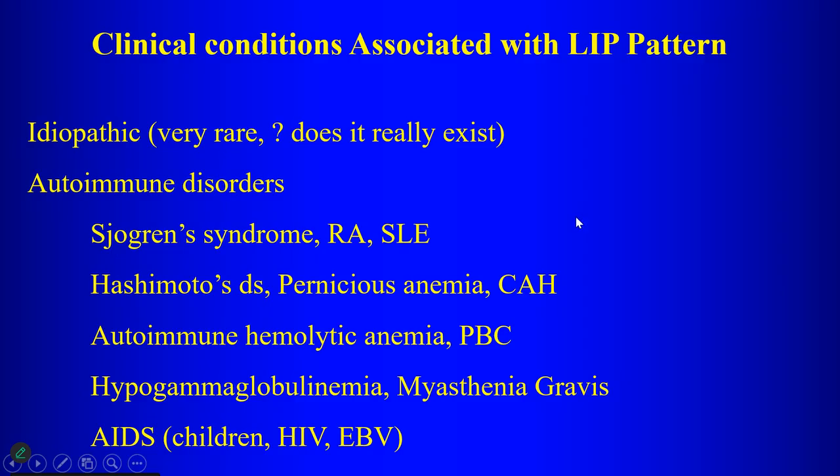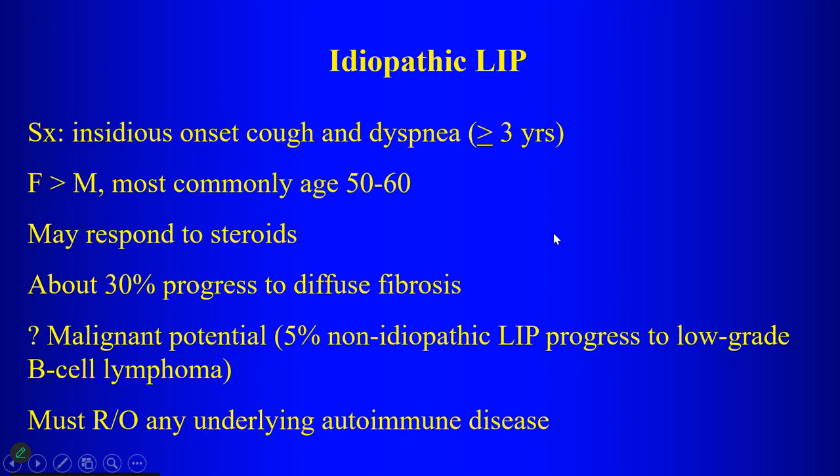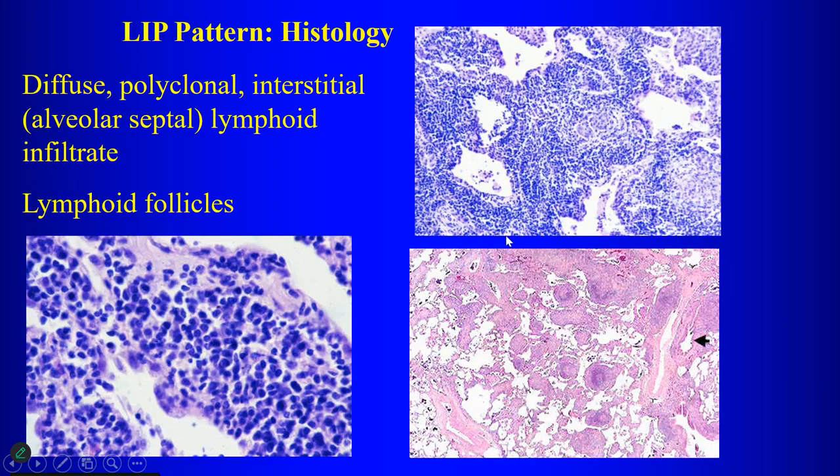Controversy whether it really exists as an idiopathic entity. So if we find it, we should look for underlying diseases. So in the vast majority of cases, LIP is secondary to something else. So it can present with shortness of breath, et cetera. Does it have malignant potential? Seems to have some malignant potential in patients with Sjogren's. Does it have malignant potential with HIV? I'm not so sure.